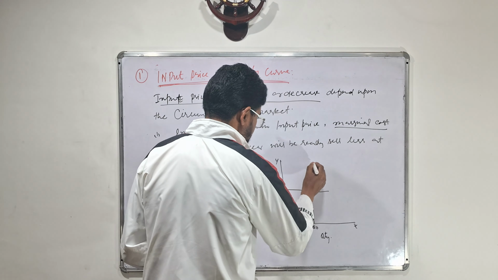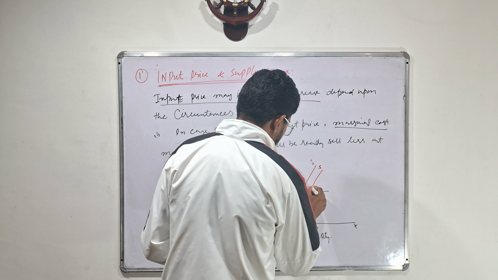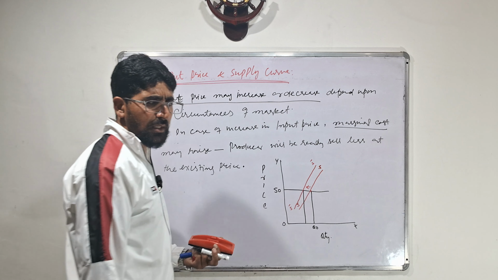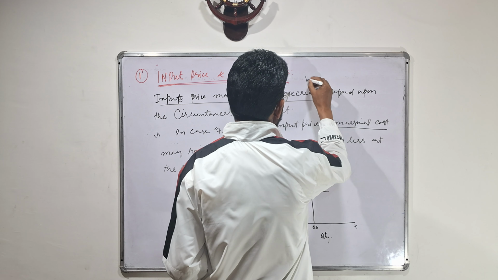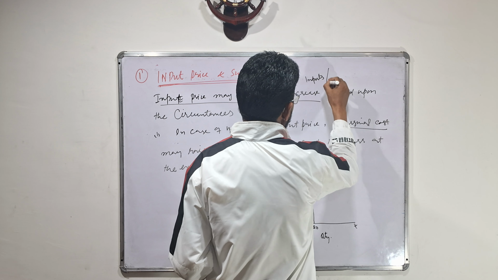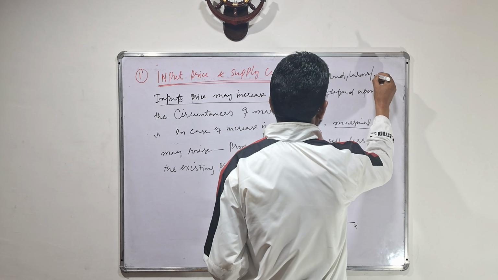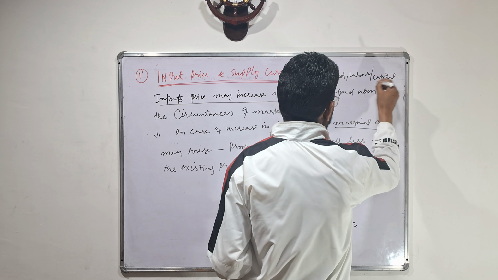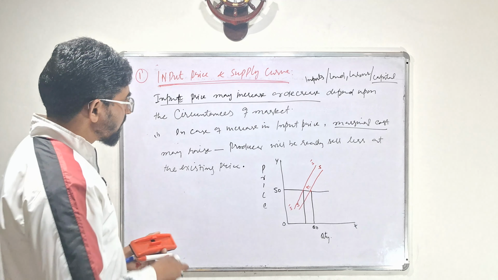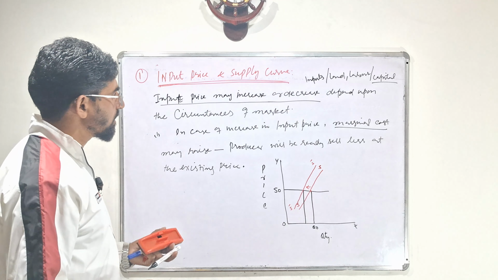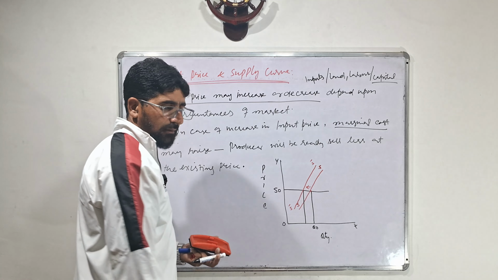S dash. Price of inputs here means inputs: land, labor, and capital, which we utilize in order to produce goods and services. Means when price increases, marginal cost increases, the producer will be ready to sell less. Definitely, the supply curve will shift backward.